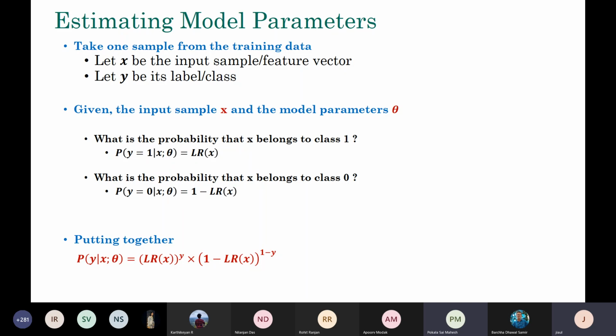So does anybody have any doubt up to this? Any question? The expression is like, if y is 1, it will become LR of x, and if y is 0, it will become 1 minus LR of x. So you are merging it, right? Absolutely, yes. Is there any other meaning for this? The objective is that I'm going to use this expression to form my objective function. Next slide, I will show how.